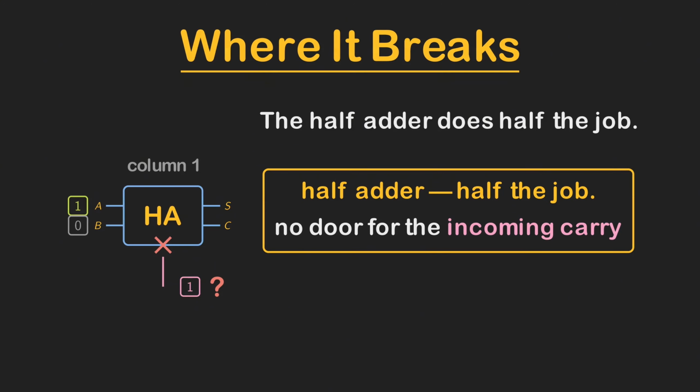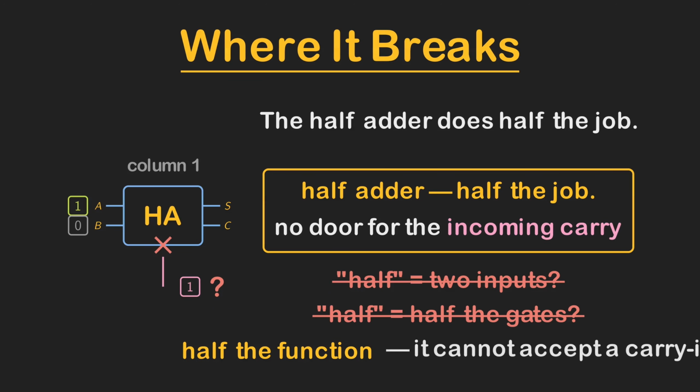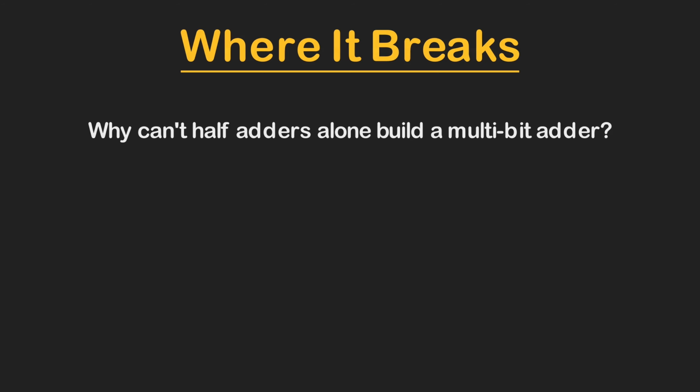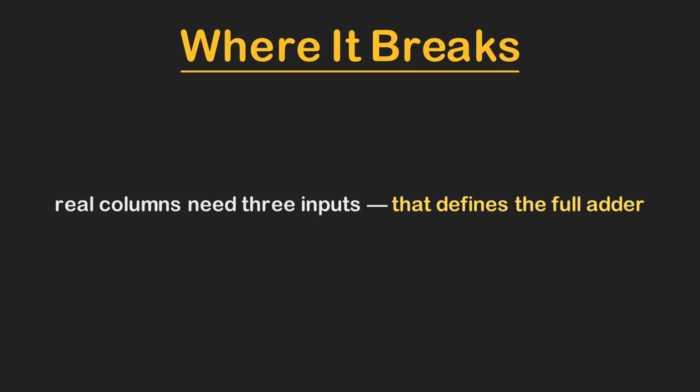A common misconception: that half refers to having 2 inputs, or half the gates. No, half the function. It cannot accept a carry in. And when an exam asks why half adders alone can't build a multi-bit adder, your answer should jump out instantly. No carry in port, and middle columns receive 3 bits. 2 sentences, full marks. The section in 1 line: real columns need 3 inputs, and that necessity defines the full adder.